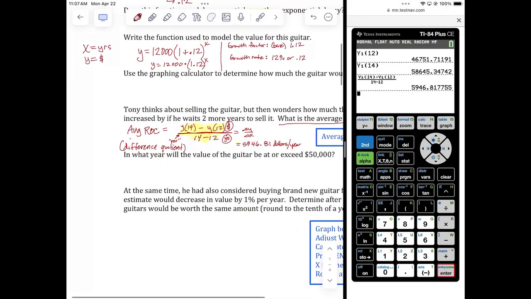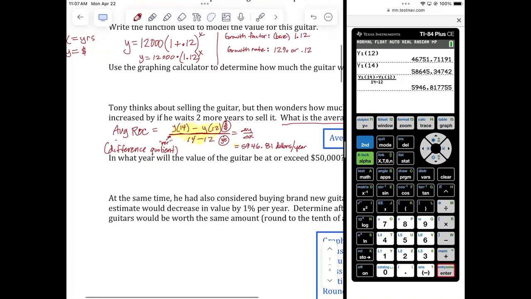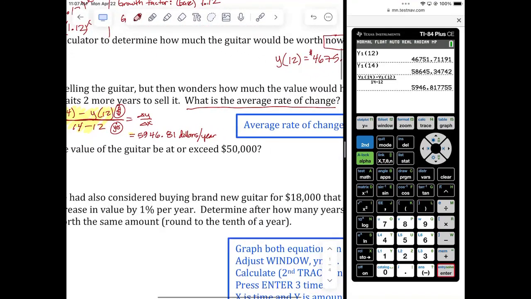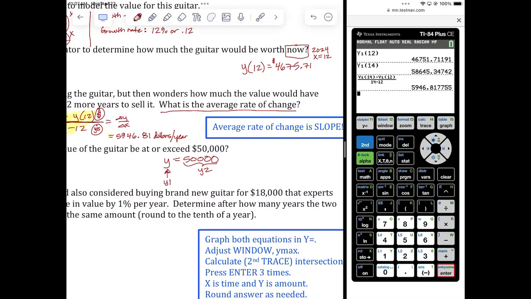All right. Next question. In what year will the value of the guitar be 50 grand? Now, 50 grand is an X value or a Y value? It's a Y value. So I know that the Y value has to be 50 grand. I'm not going to solve this algebraically. I already have this in Y1. I'm going to graph this in Y2 and see where the two graphs do what? Intersect.